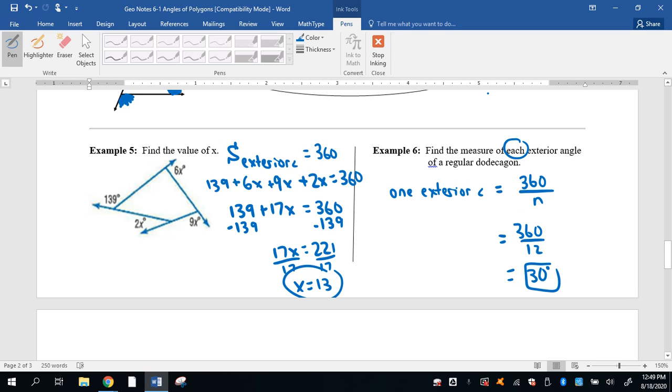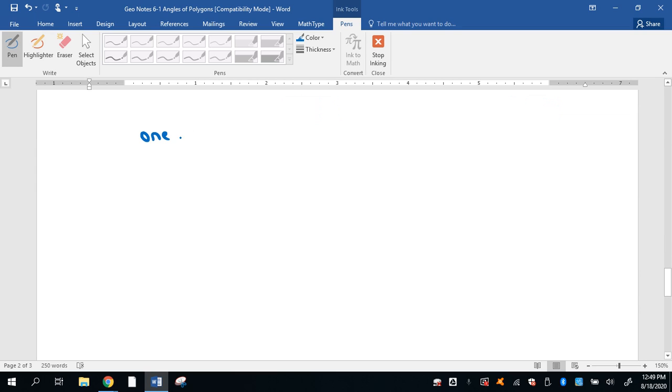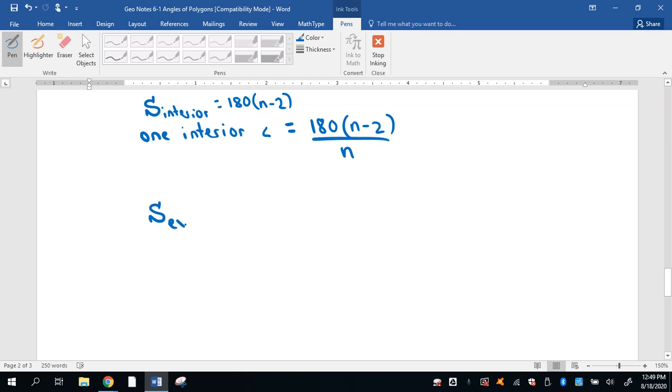Let me just summarize what you have to know from this lesson. You have to know that one interior angle of a regular polygon is 180 degrees times the quantity n minus 2 divided by n. The sum of the interior angles is 180 times the quantity n minus 2. The sum of the exterior angles is 360 degrees, and one exterior angle is 360 divided by n.